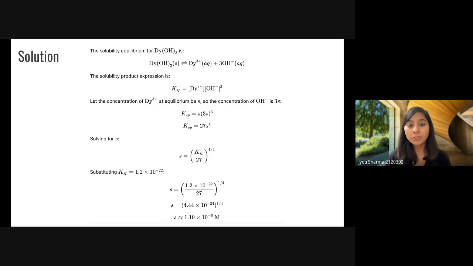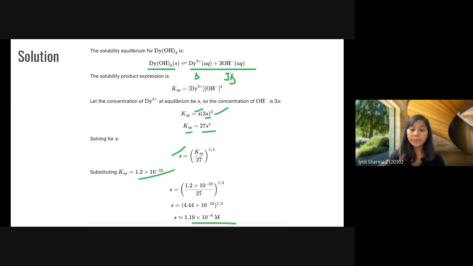Now coming to my question, the compound was Dy(OH)3, with OH having 3 in the subscript. So the equation will be like this. As I told you, here this will be S, and here it will be 3S, so S and (3S) raised to power 3. The solubility product will be equal to 27 multiplied by S raised to power 4, and when the solubility product is given, we can calculate the solubility like this.